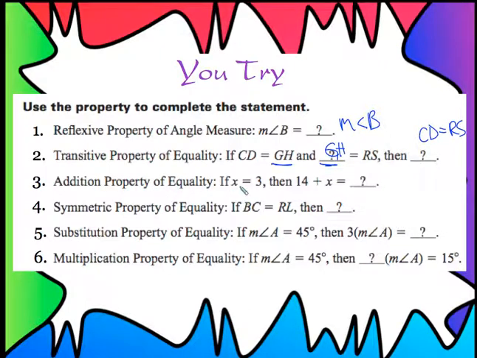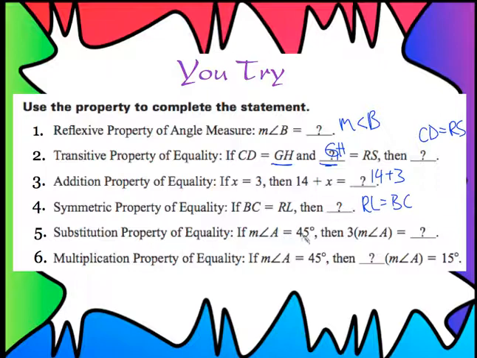Addition property of equality, if x equals 3, then 14 plus x equals 14 plus 3. It just added 14 to both sides. You could also do 3 plus 14, doesn't matter. Symmetric property is when you flip it. So if BC equals RL, then RL equals BC. Substitution is just when you plug it in.